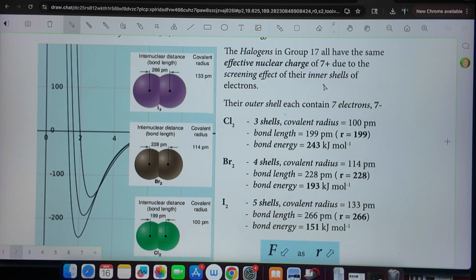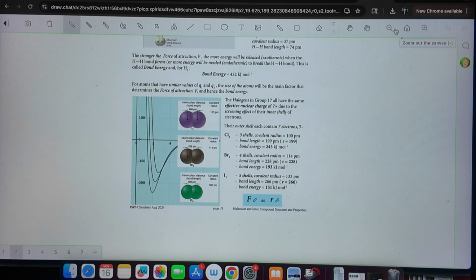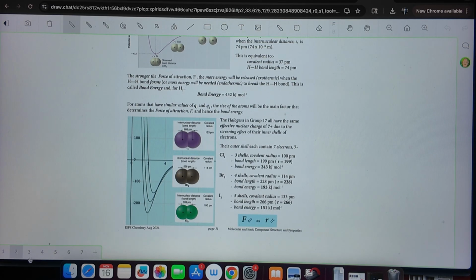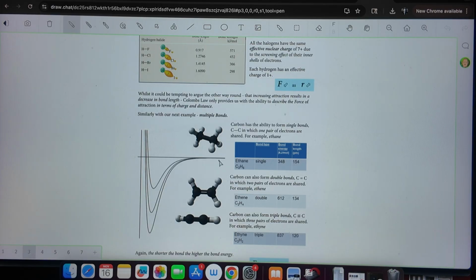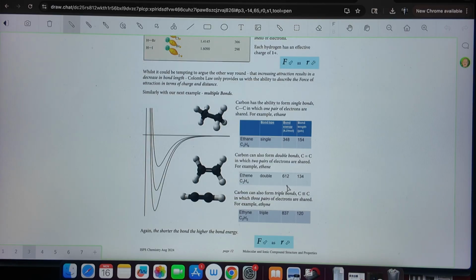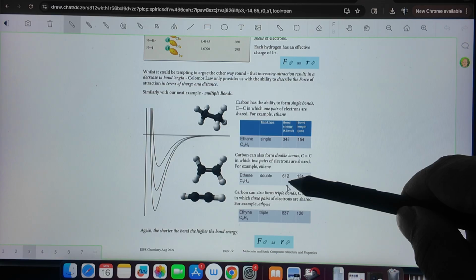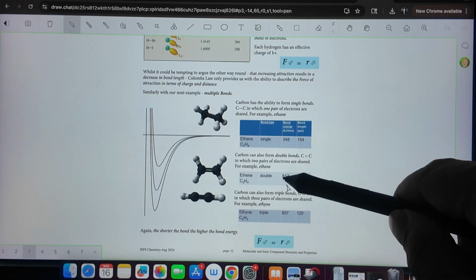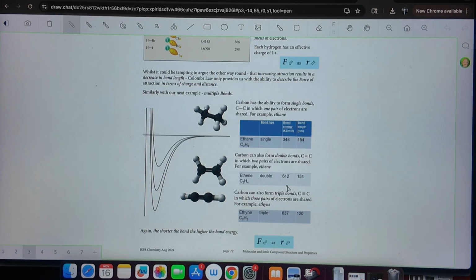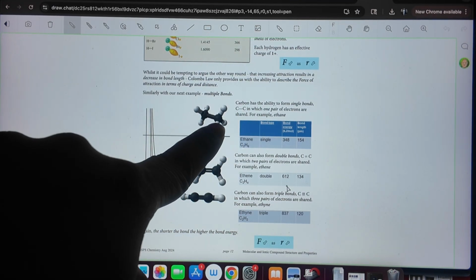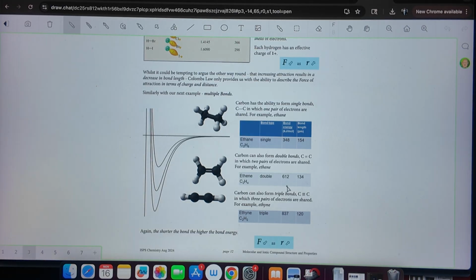Okay, so let's look at the first question. Here we talk about a single bond, double bond, triple bond, and it would make sense that a single bond, its energy would be less than a double bond, right? The bond energy would be greater, right? Because think about it, if you had two people holding one hand here together, it would not be as strong as if they were to hold two hands together.